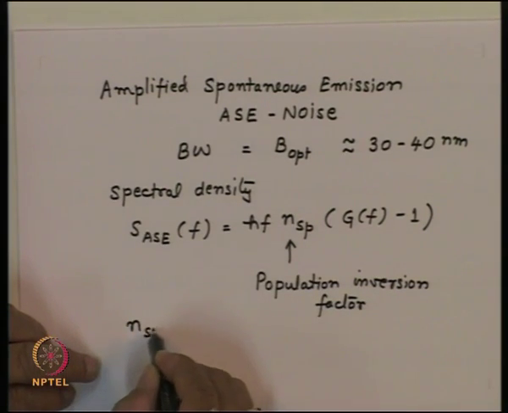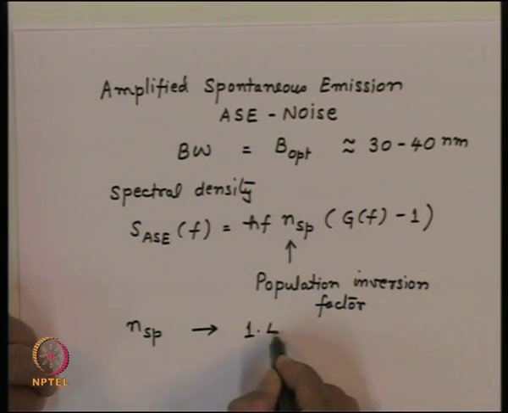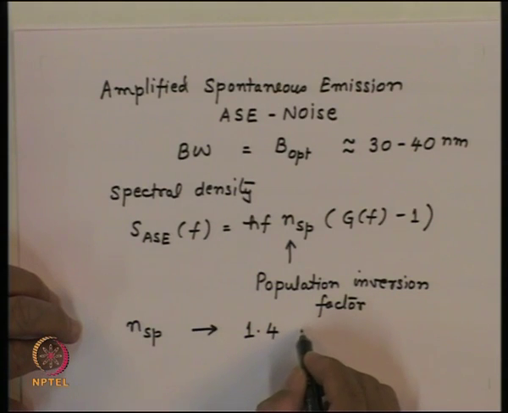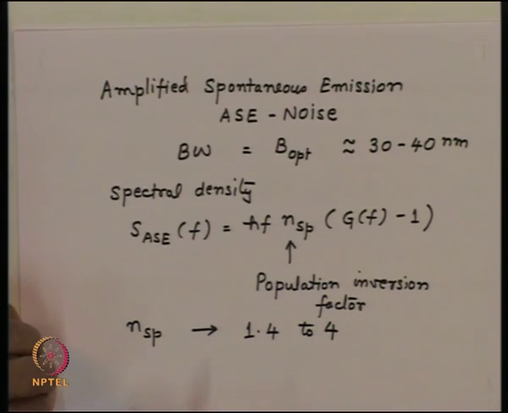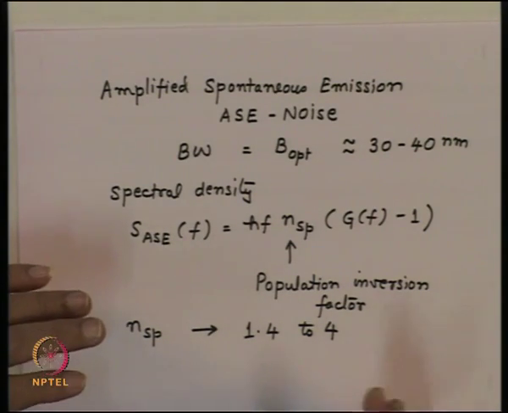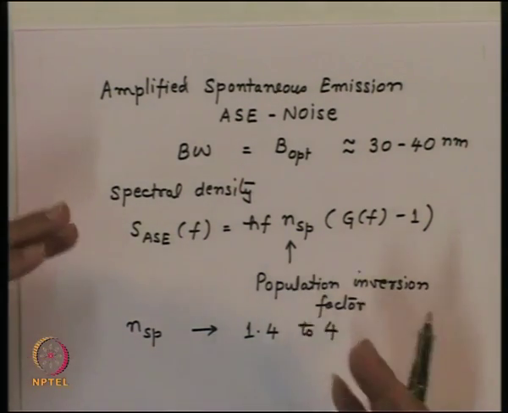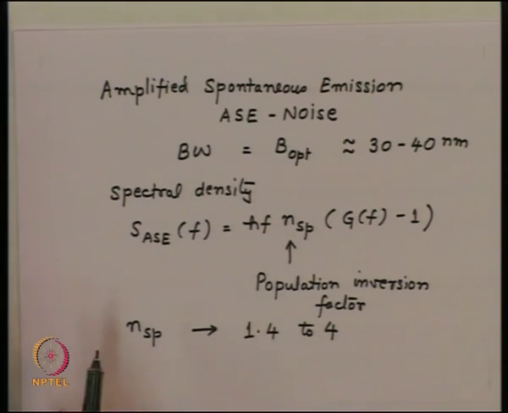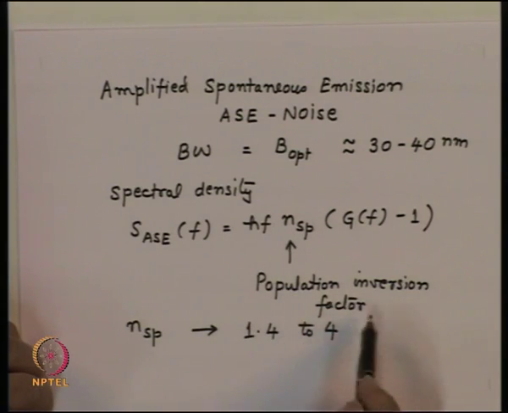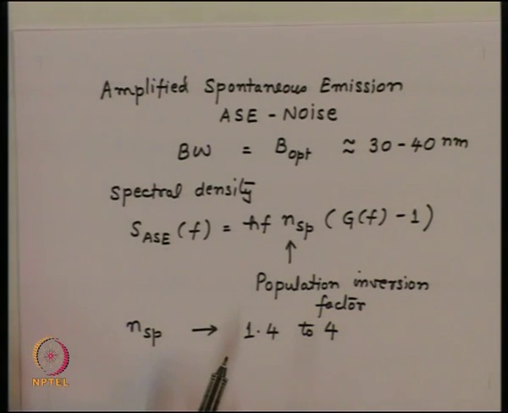Typically, for a typical EDF, this value would lie between 1.4 and 4. And this will depend upon the wavelength and the pumping rate. So the more population inversion you create, essentially you are going to get more downward transition, so you can get the population inversion factor enhancement. But typically for the kind of pumping we are talking about, this parameter would lie in the range of 1.4 to 4.